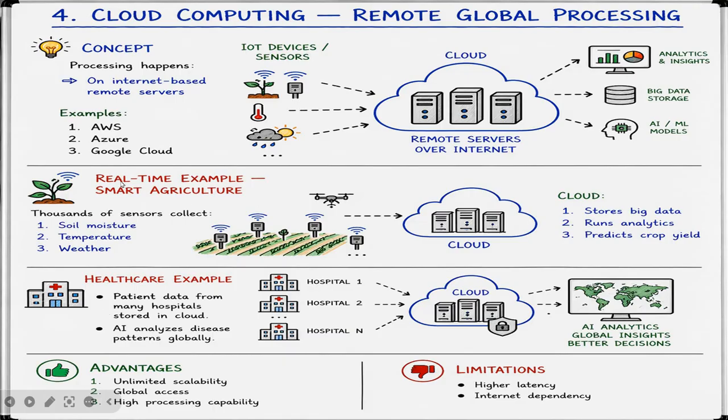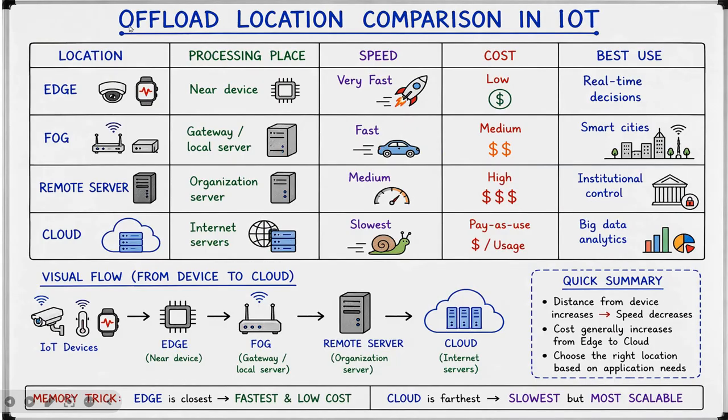So here is the comparison of the offload location types. The parameters we have taken are the processing place, speed, cost, and where it is used, like the best use of this. So here the type of location is the edge. It is used in nearby devices, and the speed will be very fast. Cost is low. It is used in real-time decisions.